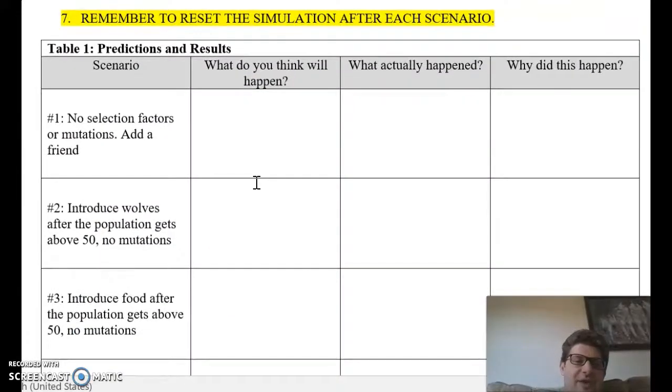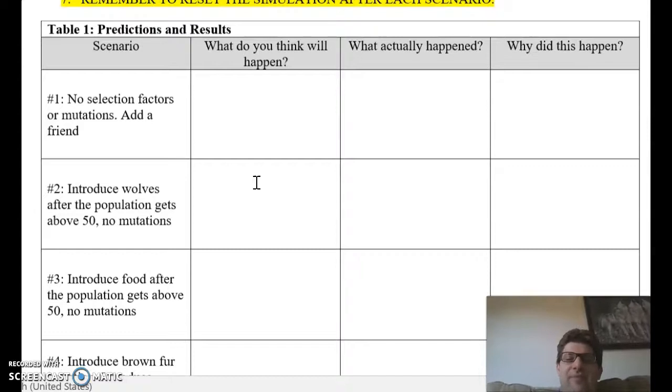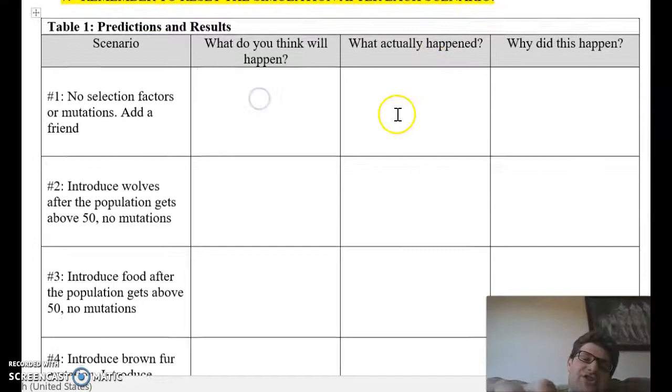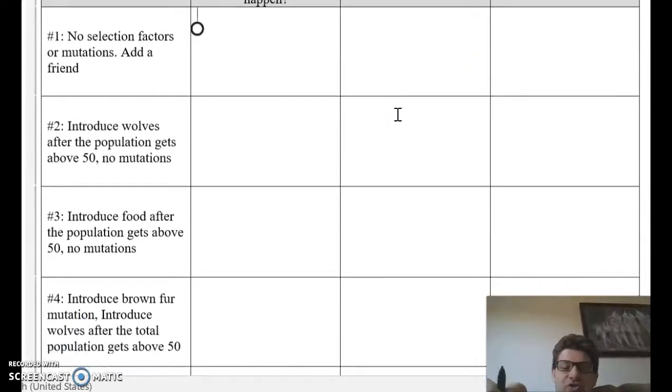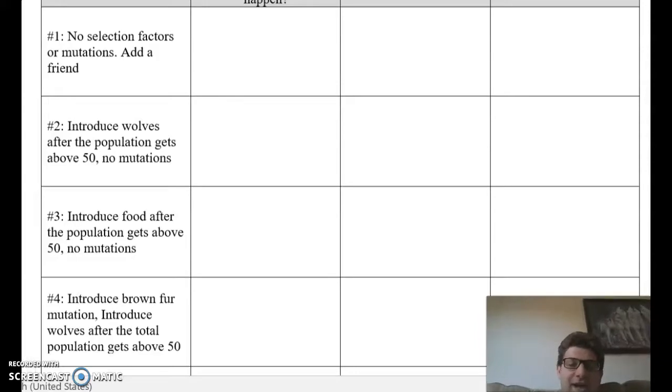So you're going to repeat steps. No selection factors. Add a friend. What do you think will happen? What will actually happen? Make sure you do your predictions before you run the simulation. Then you're going to introduce wolves. Number 2, introduce wolves when you get to 50. Don't forget to reset all.